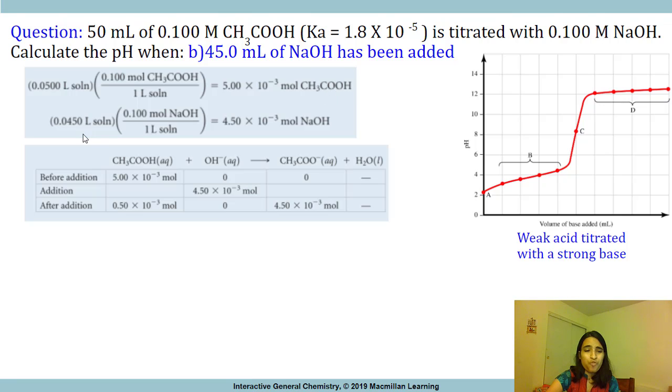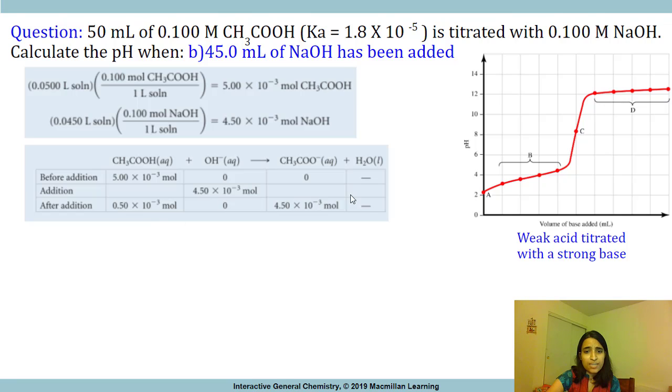And for the base, we have 45 milliliters at 0.100 molarity. So that gives us 4.5 times 10 raised to negative 3 moles. So now let's write our equation. Acetic acid plus sodium hydroxide gives us acetate plus water.